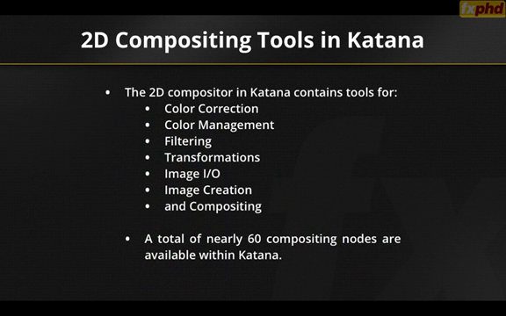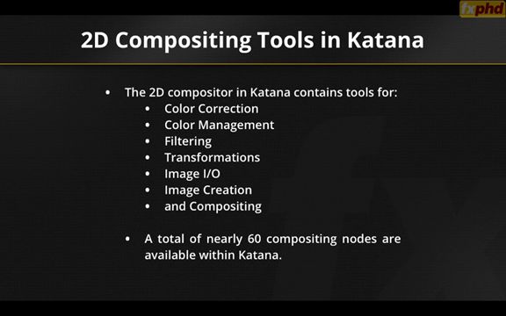Now, what we have in Katana now is still a pretty full 2D compositing tool set, and it contains tools for doing things like color correction, and color management by way of OpenColorIO. We can do filtering, transforms, we can bring images in and out, we can create things like constants, and we also obviously have a full suite of compositing operations. So we have nearly 60 compositing nodes available within Katana.